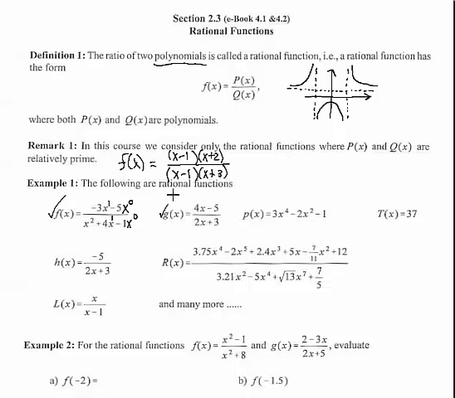G of x is a rational function. P of x can also be considered a rational function, because on the bottom we could say that, well, our polynomial is just a number, it's 1. And the exponent of the variable is 0. Again, whole number exponents. And I guess I should be careful. I shouldn't say that we have positive whole numbers, because 0 is neither positive or negative.